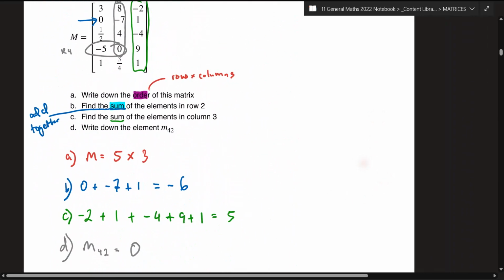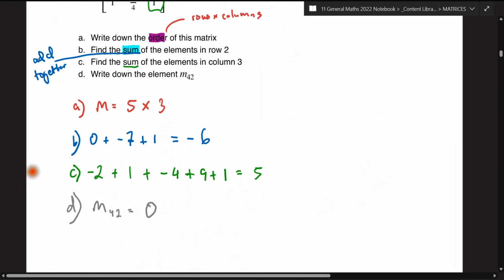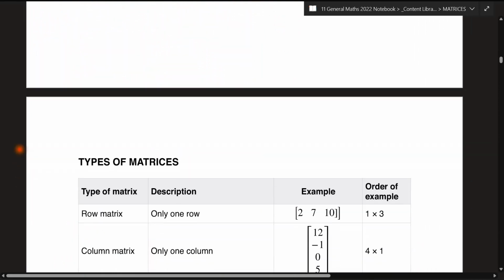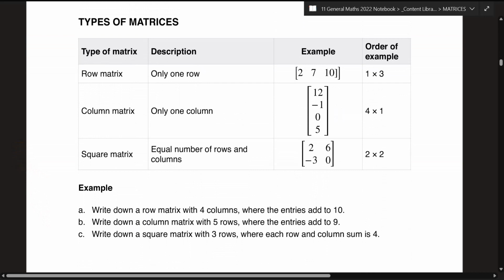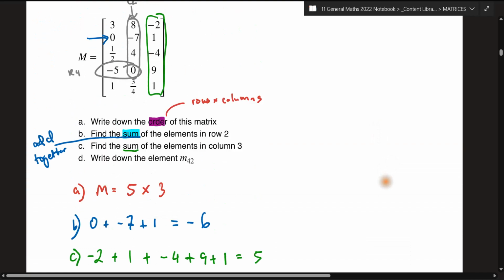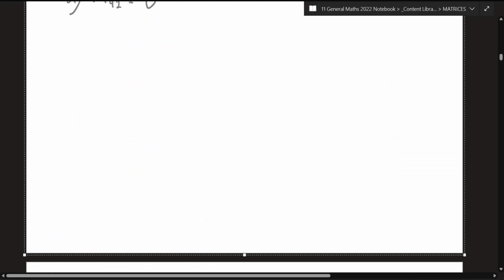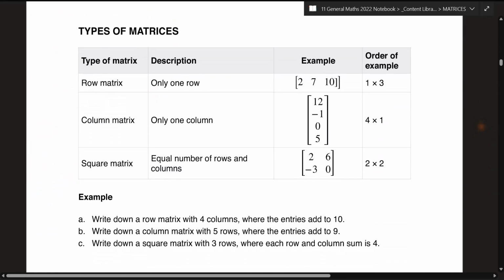If you have any questions, please let me know to clarify. I can do it on Teams if you like. All right. Next part. Let's look at types of matrices. Not all matrices look like this. Some matrices have really basic information.